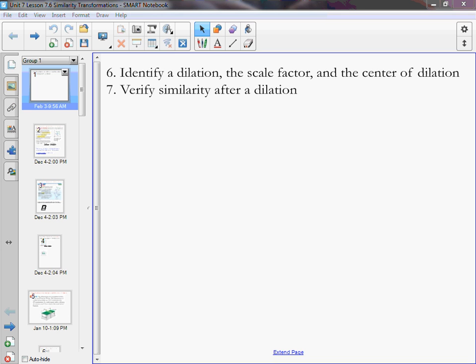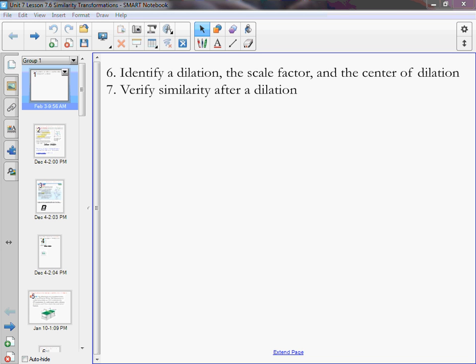On page 505, we're going to talk about a similarity transformation. We have two learning targets. We're going to identify a dilation, which is a similarity transformation, the scale factor of a dilation, and the center of dilation. And the second learning target, verify similarity after a dilation.